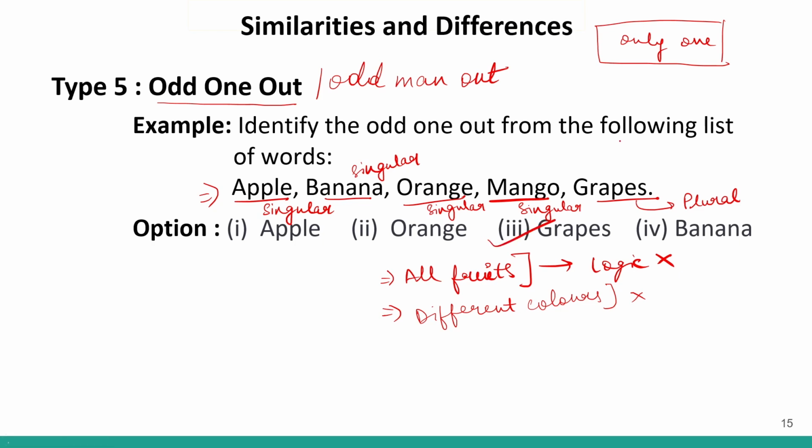So first, identify the logic that is being used to separate or to pick the odd one out. In this case, the logic was singular and plural terms. This was the logic that was used. So first identify the logic that is being used and then answer the question accordingly.